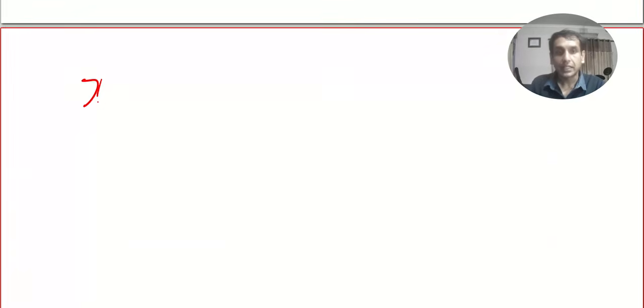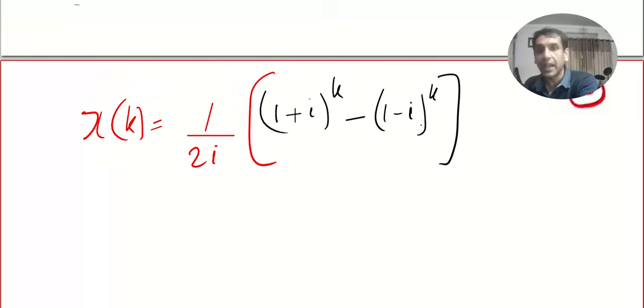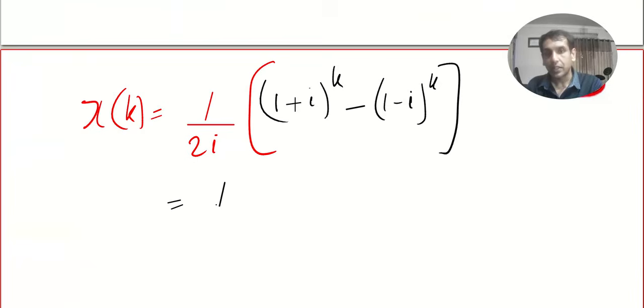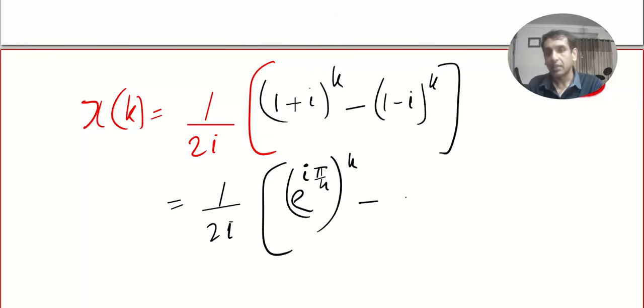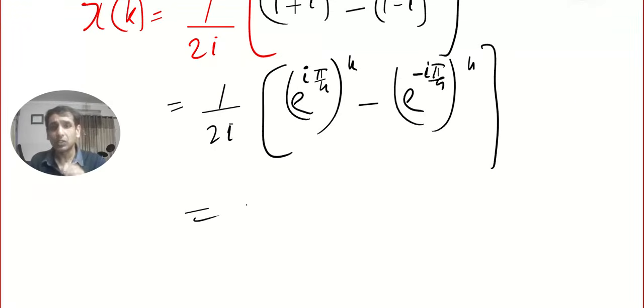So we have the answer x of k equal to, do you remember the answer? 1 by 2i, this is what we got, the whole power k minus 1 minus i, the whole power k. Do you remember? We added the residues. Now I'll plug it here. 1 by 2i, e to the power i pi by 4, the whole power k, minus e to the power minus i pi by 4, the whole power k. For students who learn complex properly, this will be super easy. And e to the power i k pi by 4.